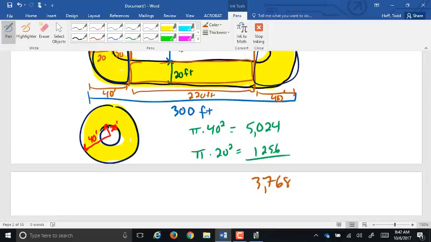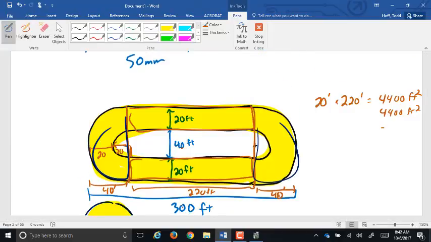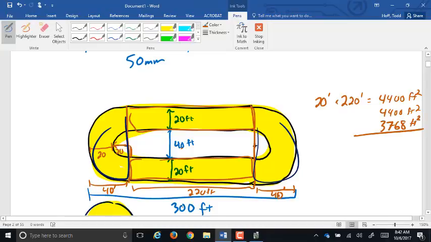Yes. So we add that 3,768 to our others. 12,568 square feet of area. Not so bad.